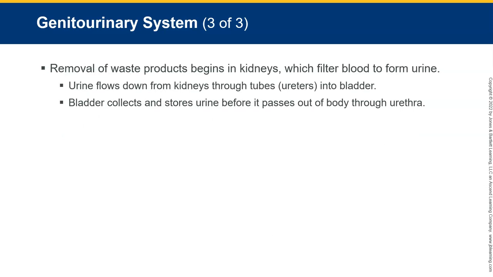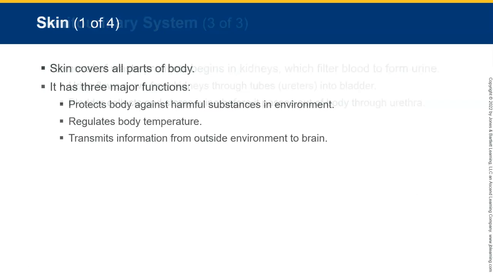Removal of waste products begins in the kidneys, which filter blood to form urine. It goes down from the bladder and leaves the body.